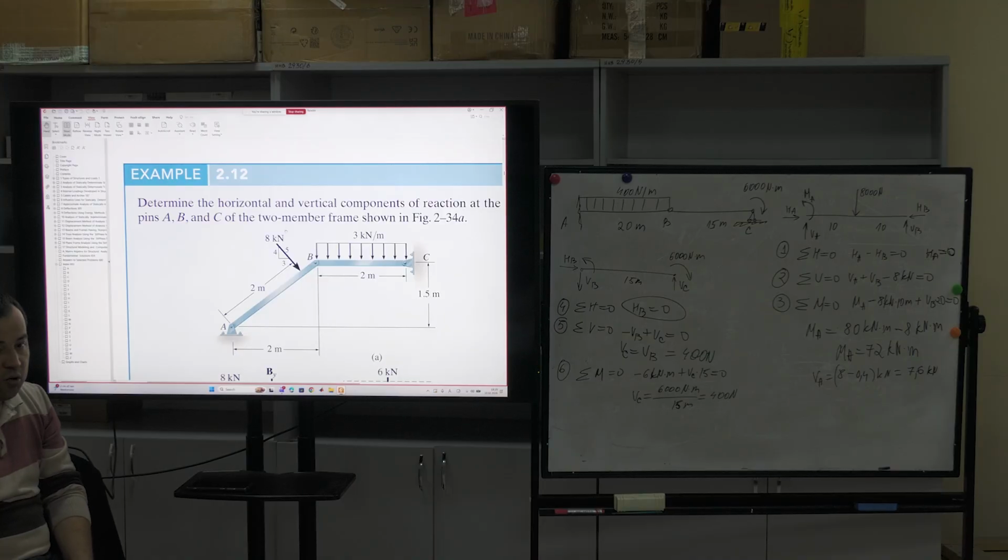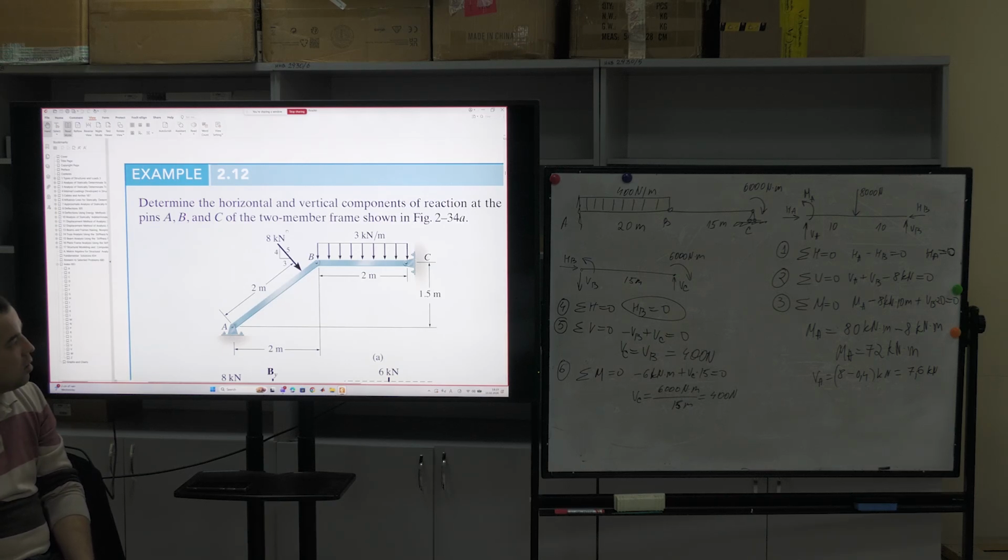And each beam has how many degrees of freedom? 3. It means that we have 3 equations of motion for both cases. It means that we can solve this problem. 6 reaction forces, 6 equations. Anyone want to try? Anyone wants to try? You want? Please go ahead.